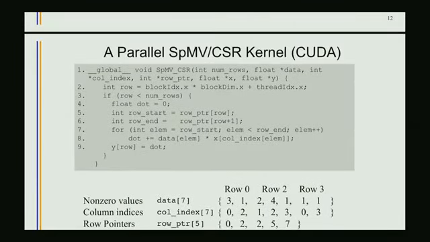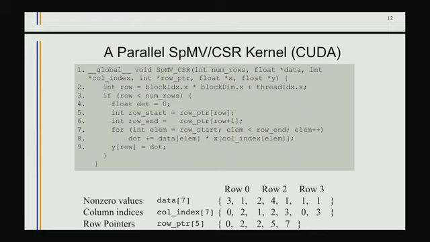So here's what that code would look like. And hopefully this will crystallize it for you. First, let's start with the input parameters. I need to know the number of rows. I need a pointer to data, to the column index, and to the row pointer. I need to know x, which can be dense. X is just a vector, very likely a dense vector, but I need a pointer to it. And then I need a pointer to the output.